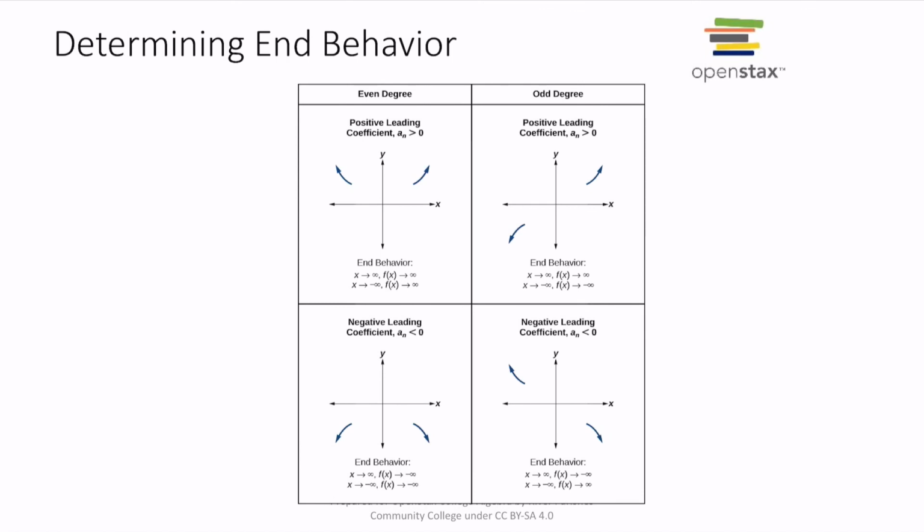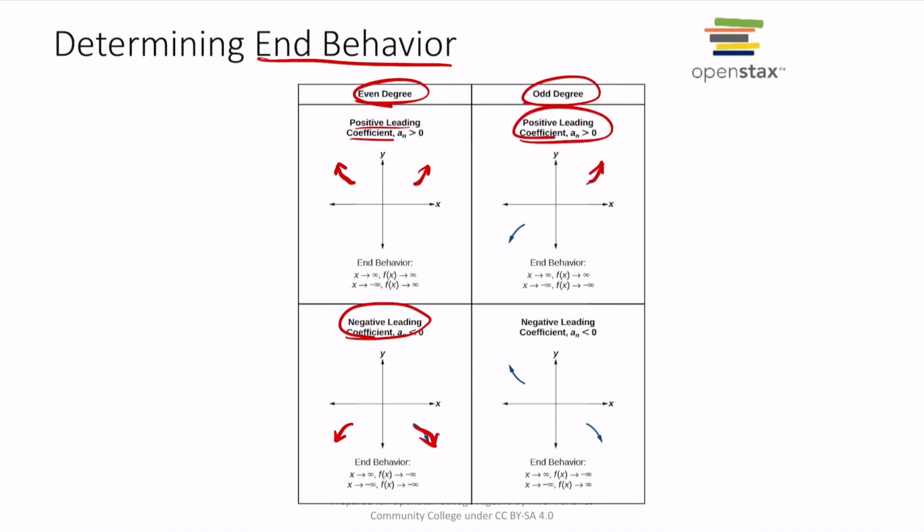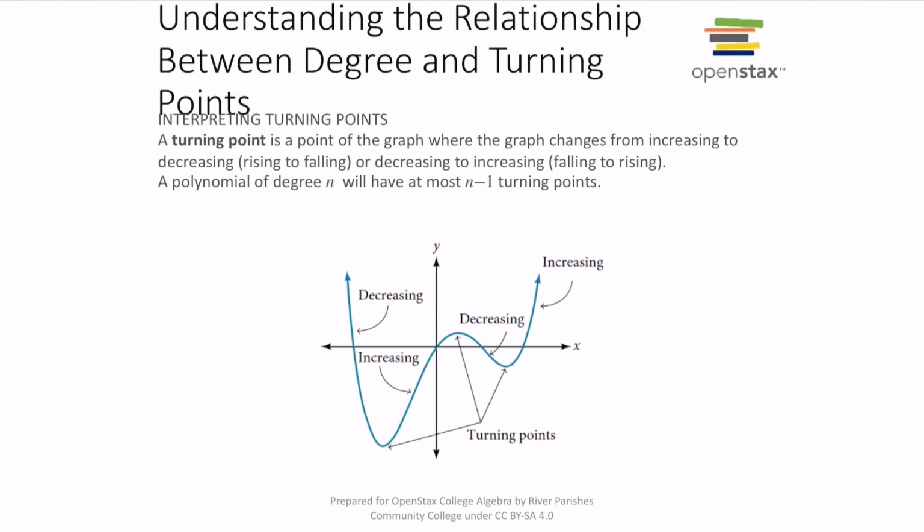Now how do you determine the end behavior? It's similar again. If both ends are pointed upwards, it has a positive leading coefficient and an even degree. When you have a negative leading coefficient and even degree, both of them will face downwards. Now when you have an odd degree and a positive leading coefficient, on the right side it goes up, on the left side it goes down. When you have a negative leading coefficient, on the left side it goes up, on the right side it goes down. So this is how the end behavior generally works.